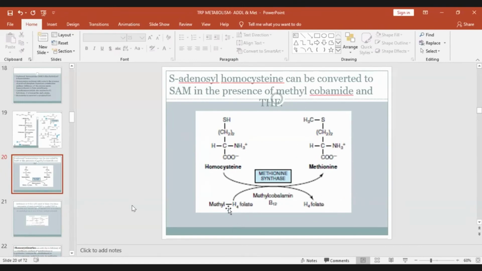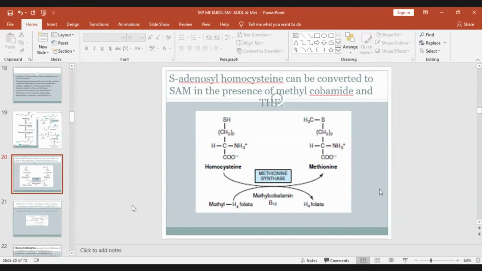So if there is deficiency of vitamin B12, the methyl tetrahydrofolate will not be metabolized, and the only reaction that it can catalyze is this reaction, methionine synthase. If there is B12 deficiency, this methyl tetrahydrofolate will be trapped. The folate will be trapped, resulting in folate trap.